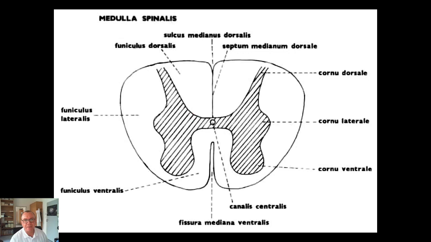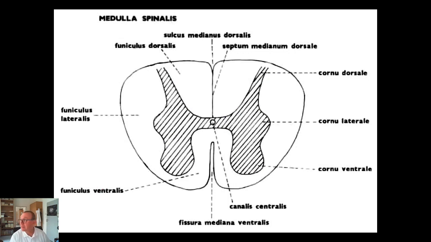Somebody says that it is like a butterfly. Somebody says that it's like a letter H. Butterfly is nicer than letter H, so I prefer the first meaning. Nevertheless, this shape is variable in various segments of the spinal cord, but usually it's like this.